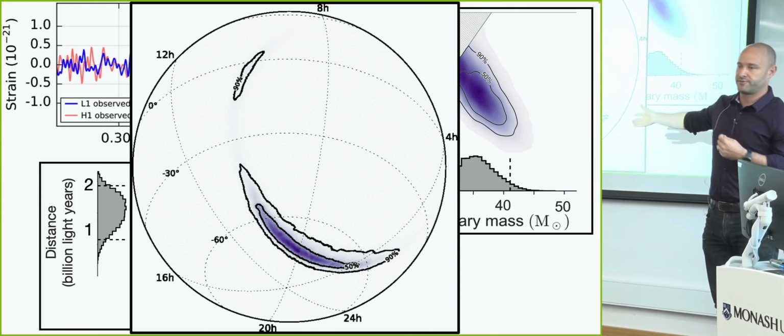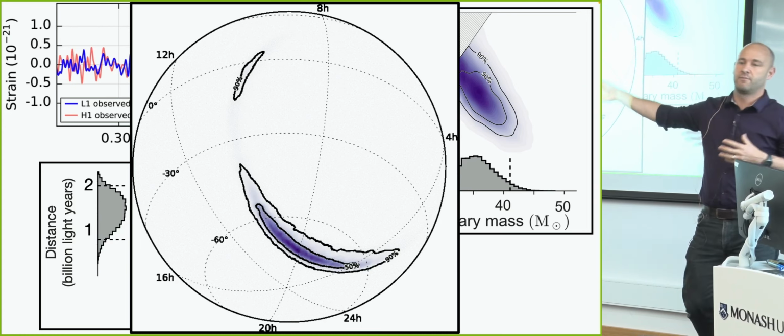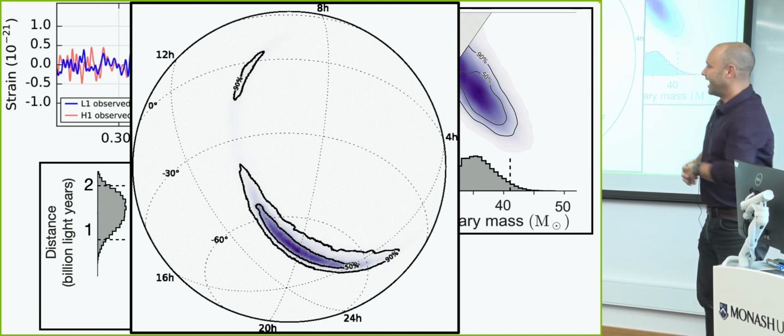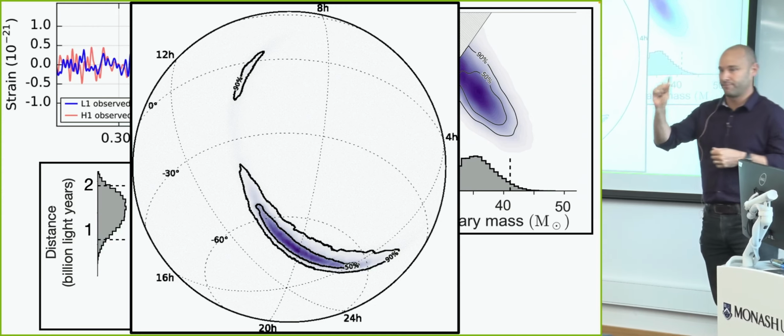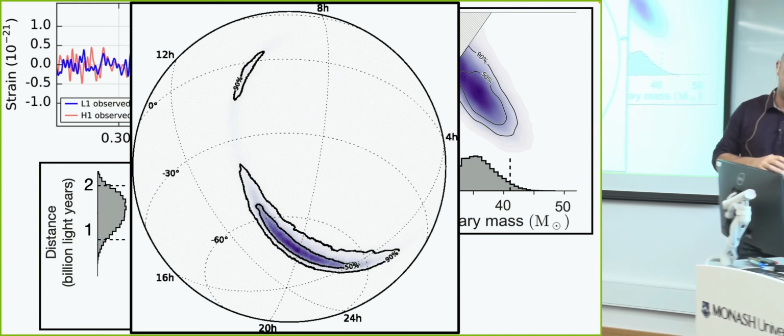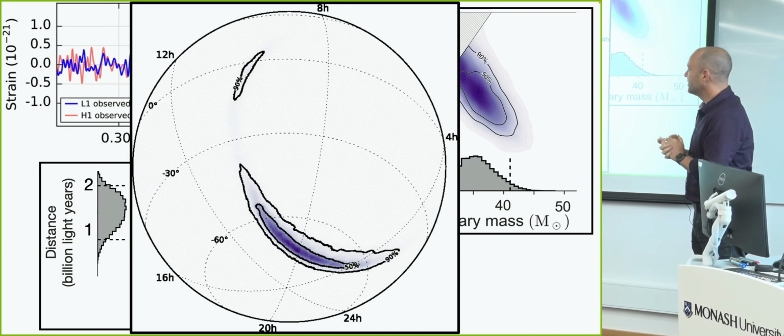So the fact that we only have 2 detectors for this first measurement means that we can't do a great job of this. We now have a 3rd detector, which means that we actually have pinpointed the location of some signals to a much greater degree.